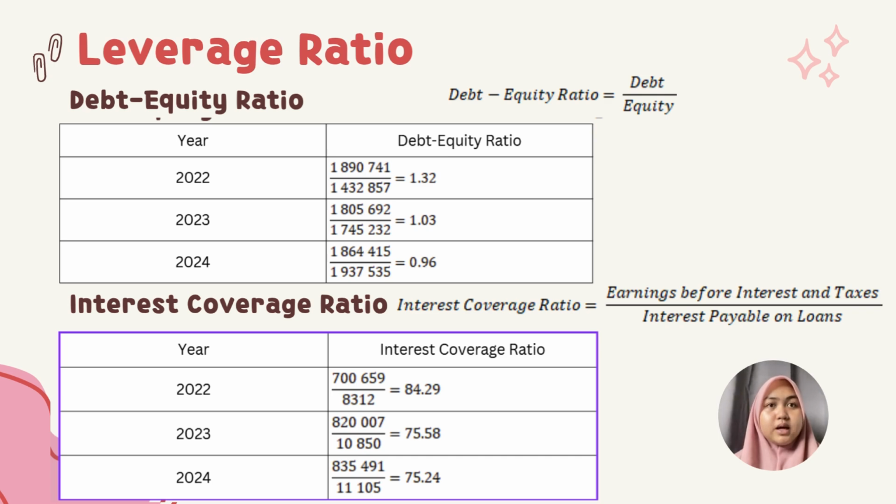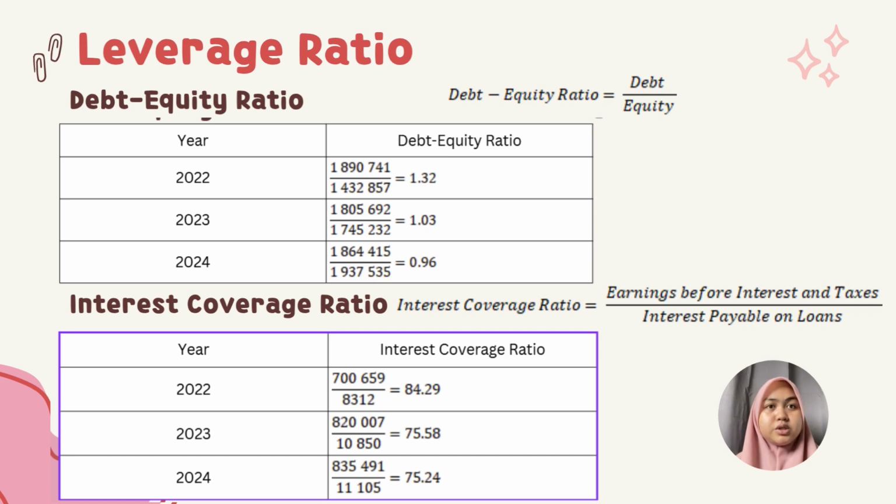The formula is earnings before interest and taxes divided by interest payable on loans. For 2022, we get 84.29. For 2023, we get 75.58. And for 2024, we get 75.24.